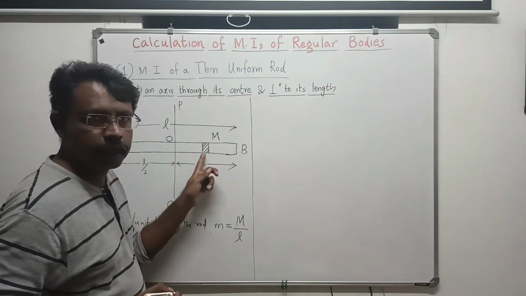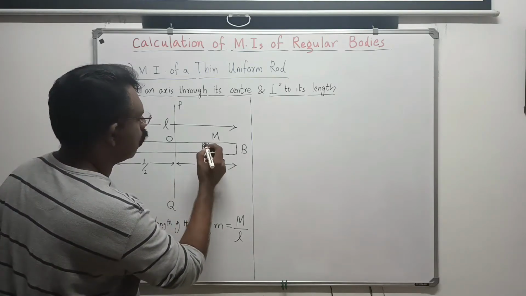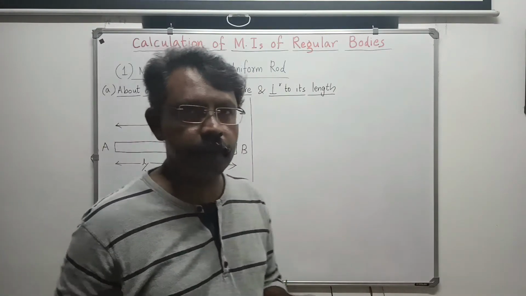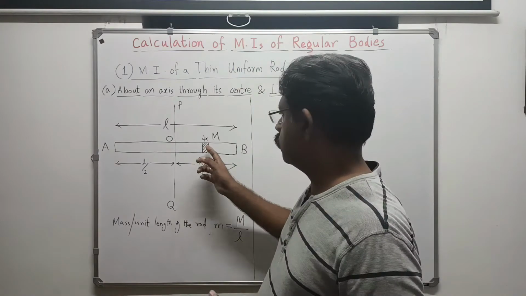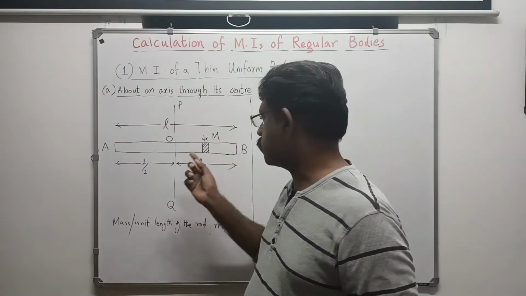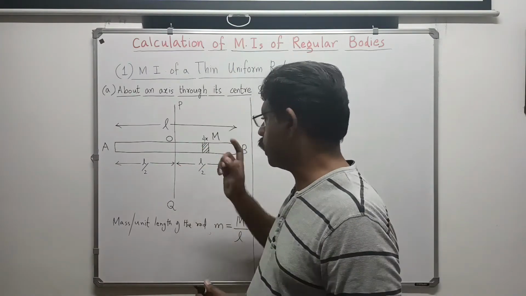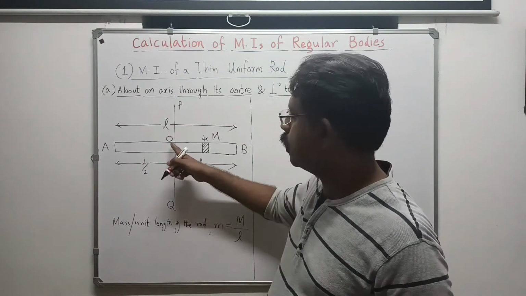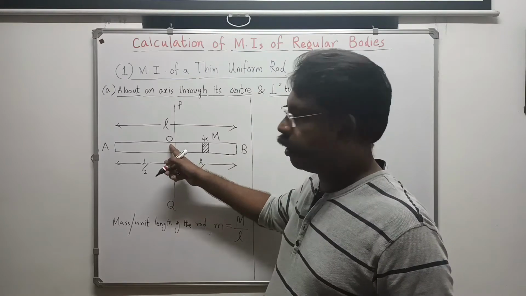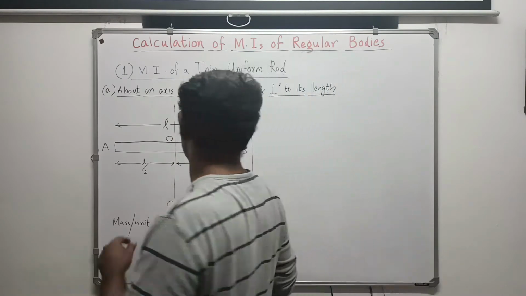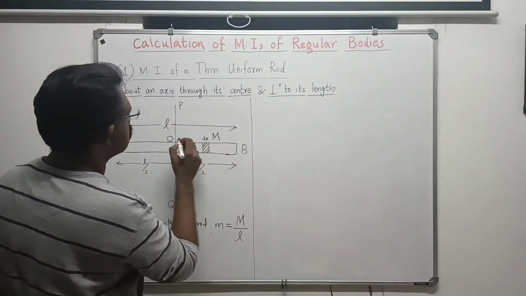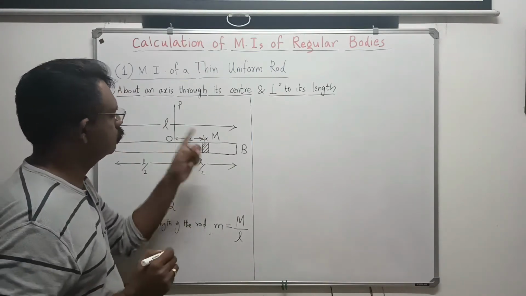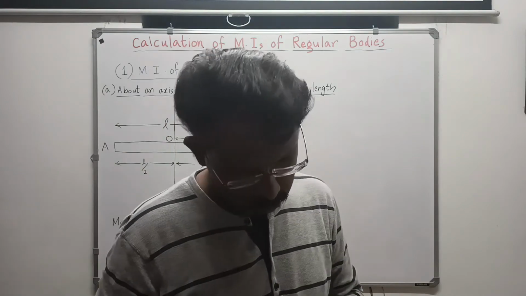This is a small element that I am considering. Let this be of length dx. As you know, in physics we always take dx for denoting some very small quantity. Let that element be at a distance x from the center. This is the center of the rod, that is O. So this element is at a distance x from the center of the rod.